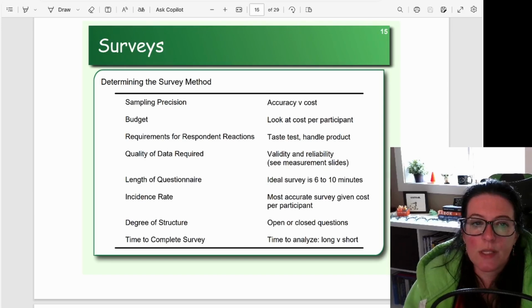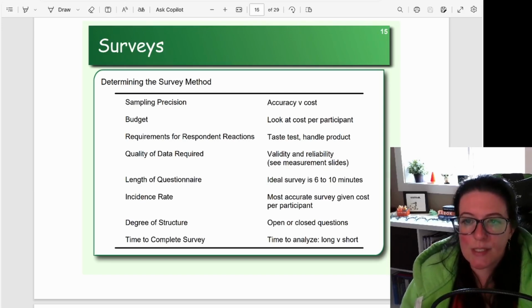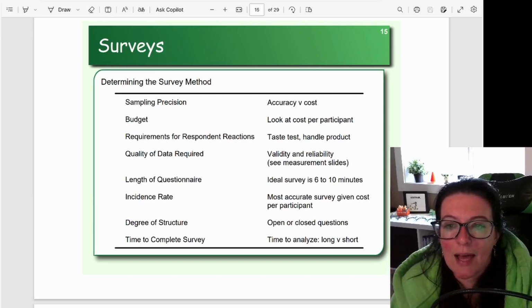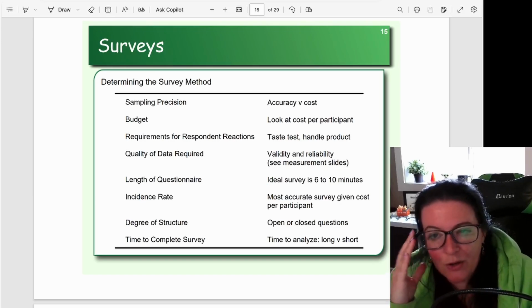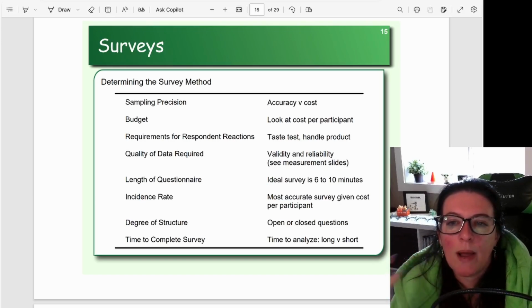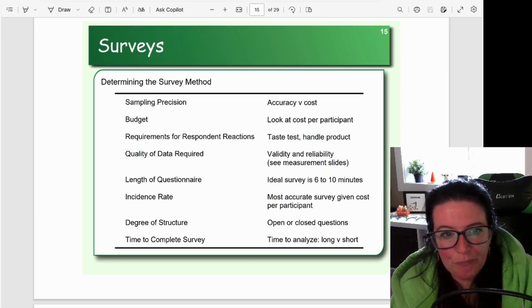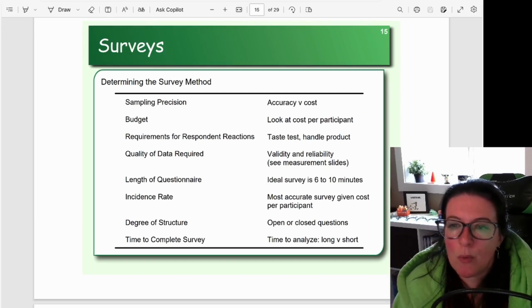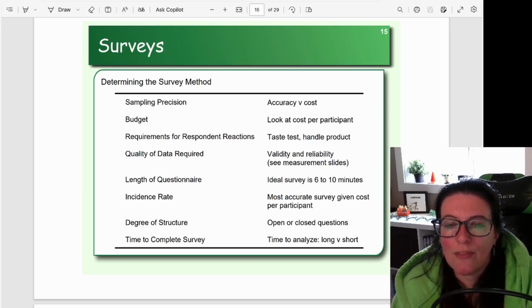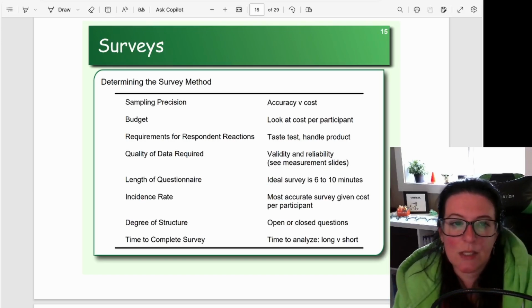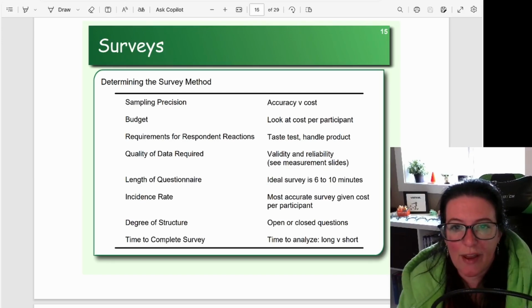So if your focus really is more on accuracy to make sure you have the key group and that individual is the one providing you with that feedback, then you might want to go with more of a computer-assisted telephone interview. Again, if you are doing more low budget, if you're looking at the cost per participant, the cost per participant is lowest with the online survey.